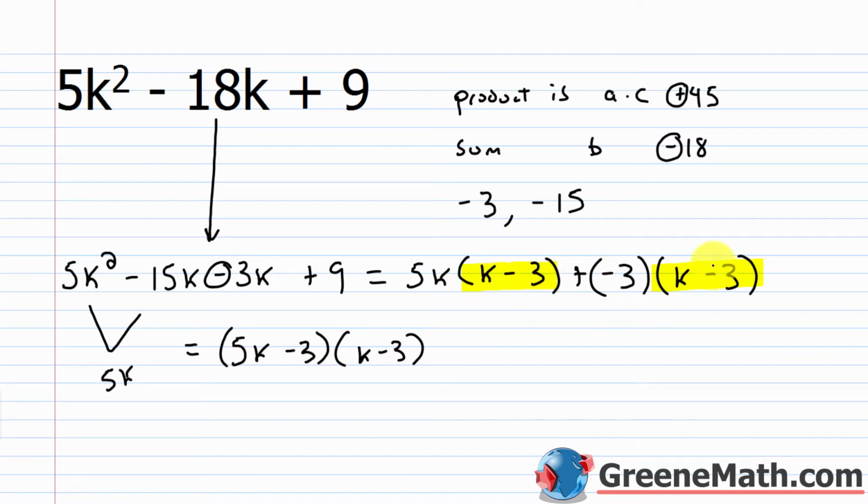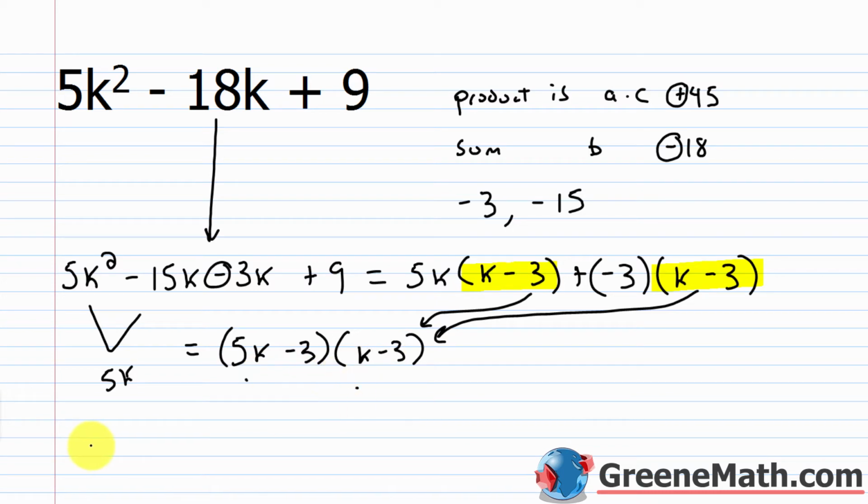If I took out the k minus 3 and put that here, what would be left is a 5k minus 3. So that's why I have 5k minus 3 times k minus 3. And I'm done. I've completely factored this guy. As long as I didn't have a common factor when I started, I won't have one in here that requires additional work. I should be done. The only thing I have to do now is check.